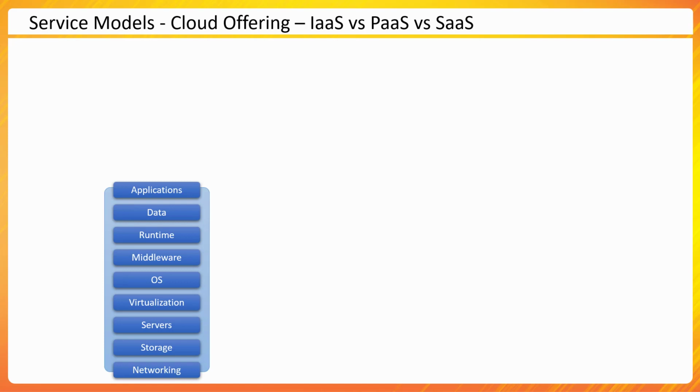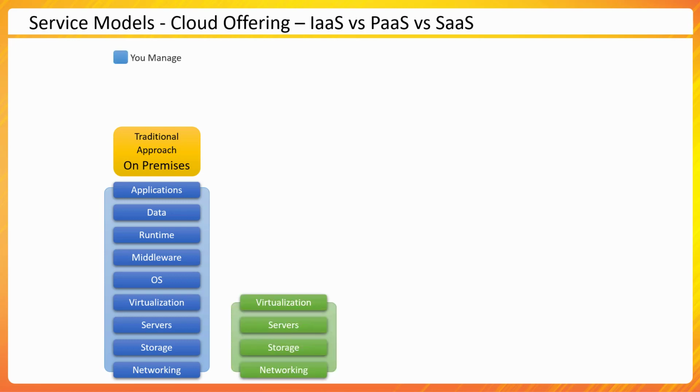So if I feel that I have to host an application and I would take care of everything from top to bottom, from networking, storage, server up to application layer. That is a traditional on-prem approach where you have to manage all the stuff on your own.